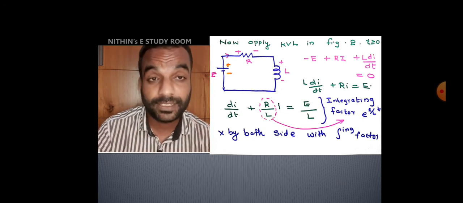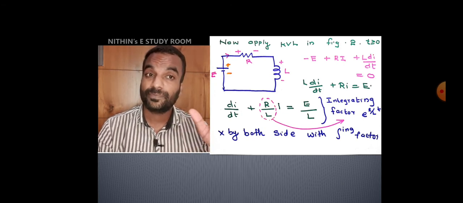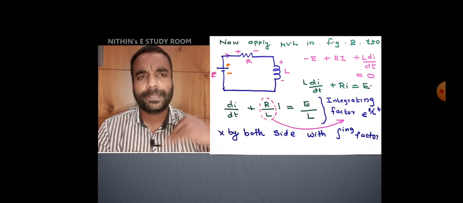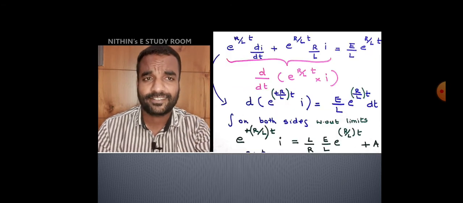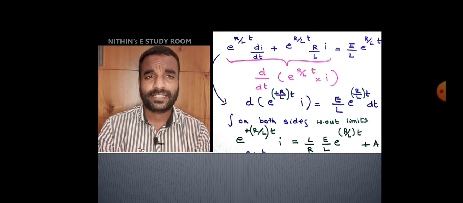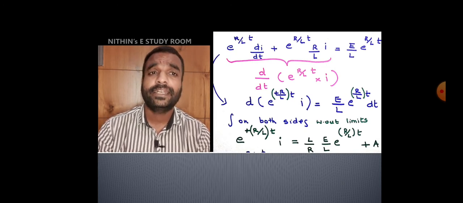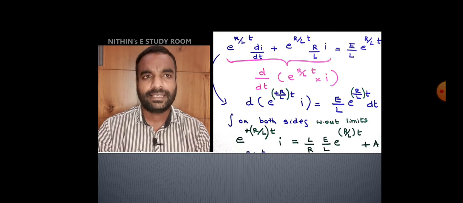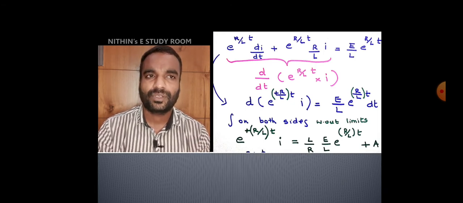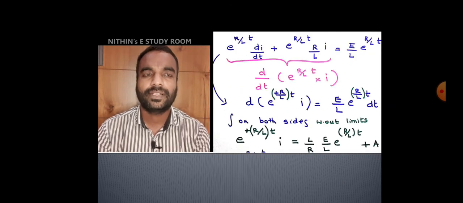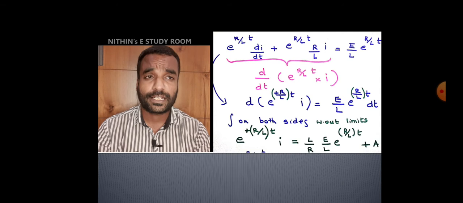R by L is not the integrating factor. You have to take e raised to R by L into t. That is the integrating factor. So please multiply both sides with this integrating factor. This will be very simple. The first term becomes e raised to R by L t di by dt, plus e raised to R by L t into R by L into I, is equal to, on the right side, previously it was E by L only, now it becomes E by L into e raised to R by L t.